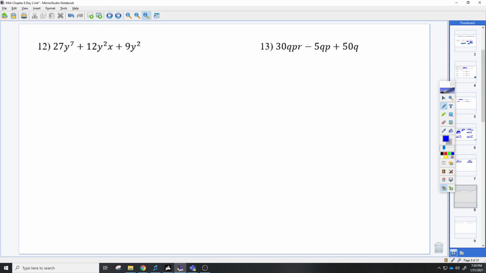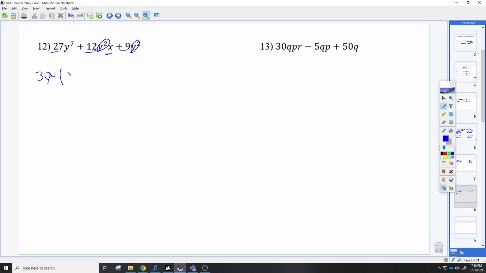All right, we have a couple more left. I think 4 more? Yeah. For number 12, we have 27, 12, and 9. So we don't actually see the GCF here. We're going to have to figure out what that is. What goes into all those numbers? I believe the highest number would be 3. And then the highest y we can take out would be y squared. There's 2 of those here. But notice in this one, we only have an x in one of the terms. It's not in all 3 of them, so x has to stay in there.